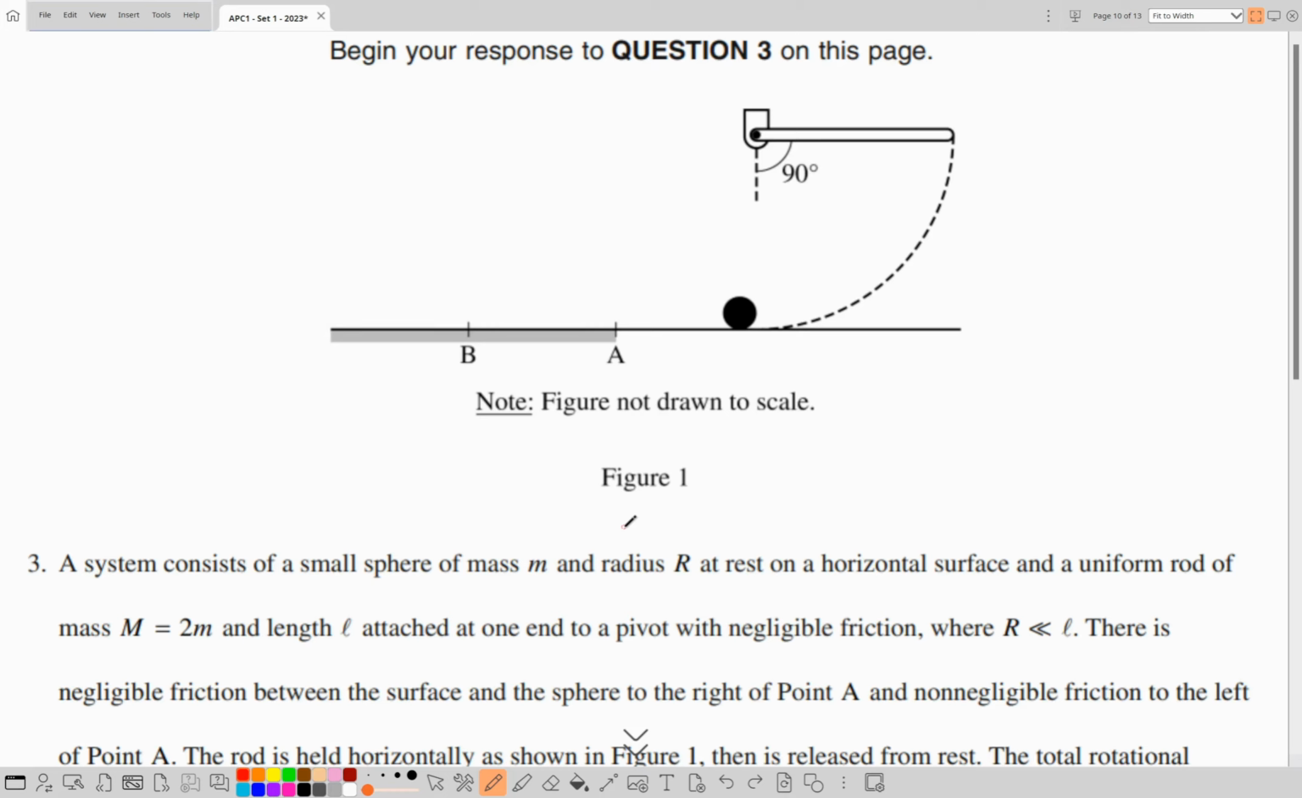Hello APC Mechanics students, today we'll solve the past paper of RQ 2023 Set 1 Exercise 3. A system consists of a small sphere of mass m and radius capital R at rest on a horizontal surface and a uniform rod of mass capital M equals m and length L attached at one end to a pivot with negligible friction, where R is much smaller than L.